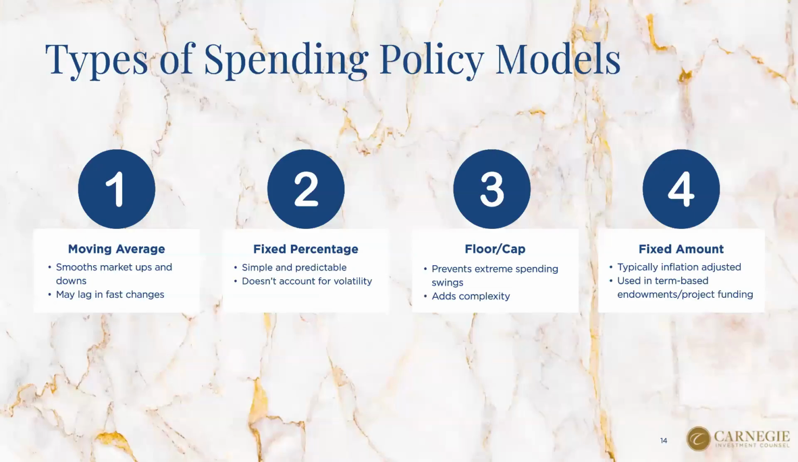So let's dive into the various methodologies for calculating how much should be spent. These are ranked the most common to least common, in my opinion, nonprofits set their spending policy. The first is what we call a moving average.